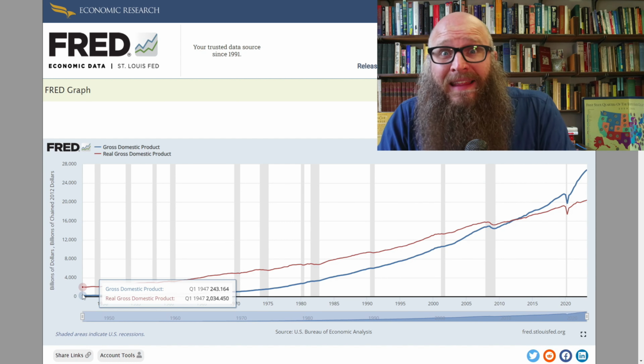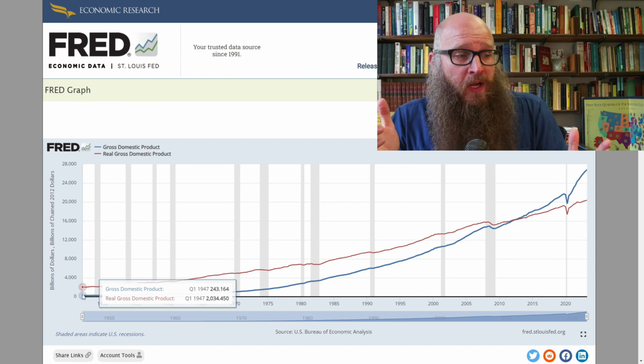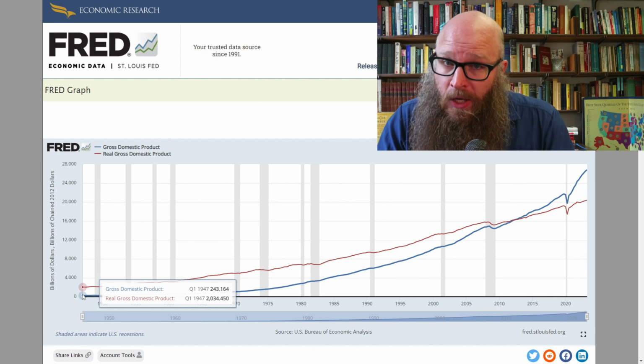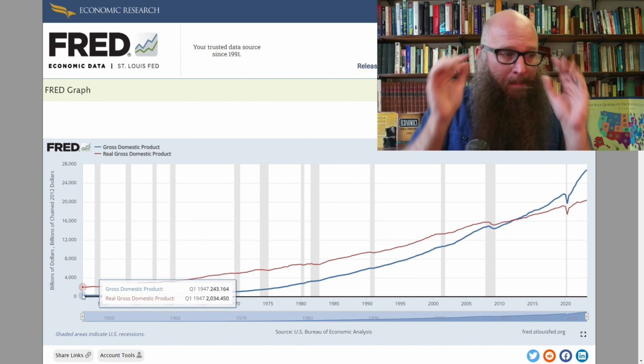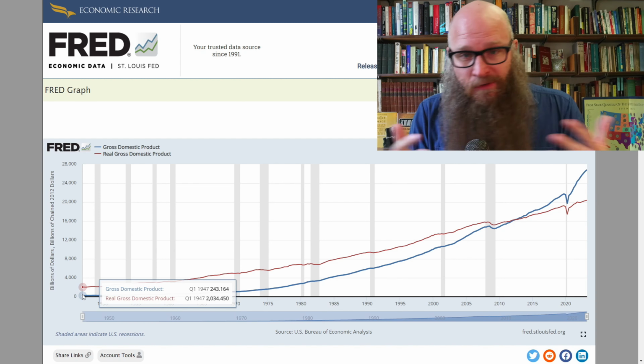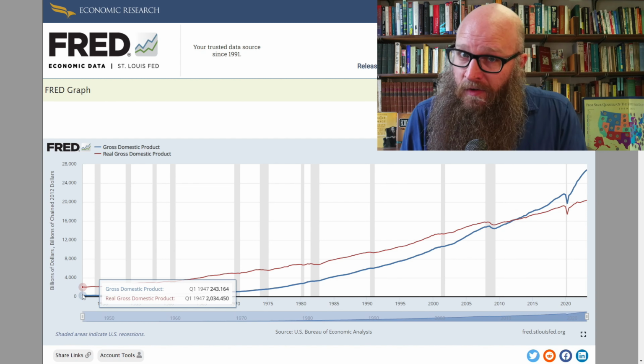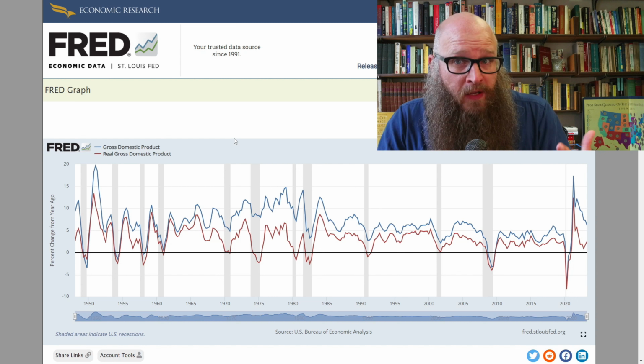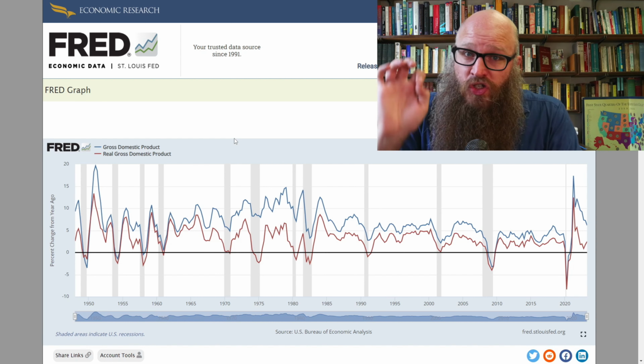And if we go back to 1947 dollars, they would have measured the economy at 243 billion, not 2 trillion. But that difference there is just a change in inflation, not a change in productive capacity. A lot of times we like to present this in growth rates. So here the vertical axis is percentage change from a year ago.